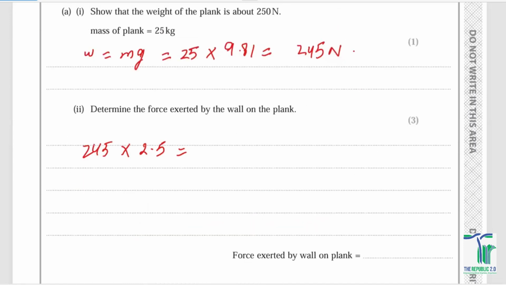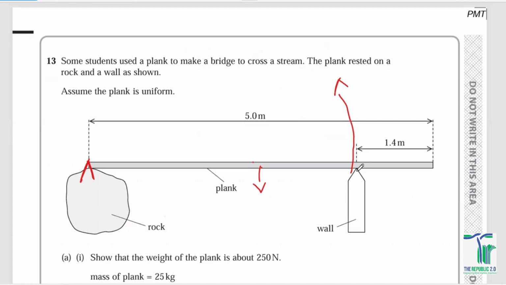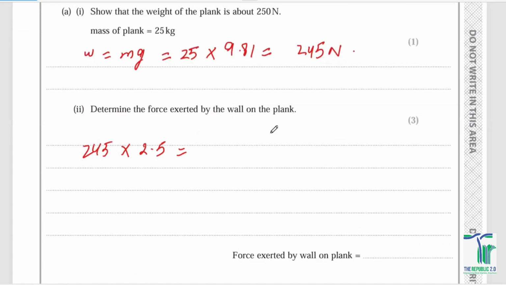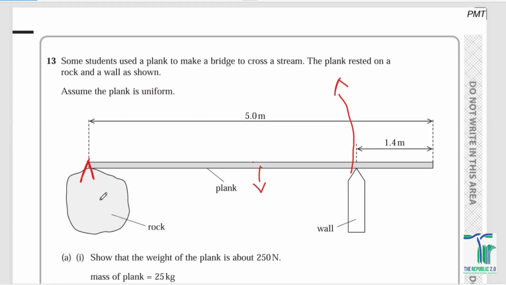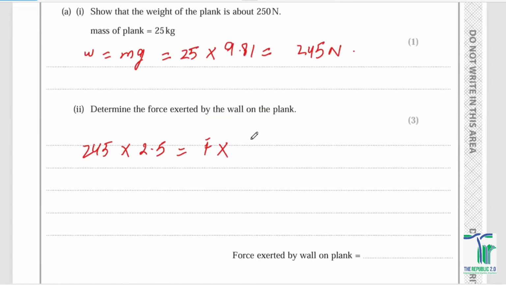We keep it equal to the upward force exerted by the wall, which is F times the distance between the wall and the rock, that is 5 minus 1.4, which is 3.6. So by finding F from here, 245 times 2.5 divided by 3.6, you'll get the final answer, and that final answer is going to be 174 newtons. So that is how you can get the force exerted by the wall on the plank.